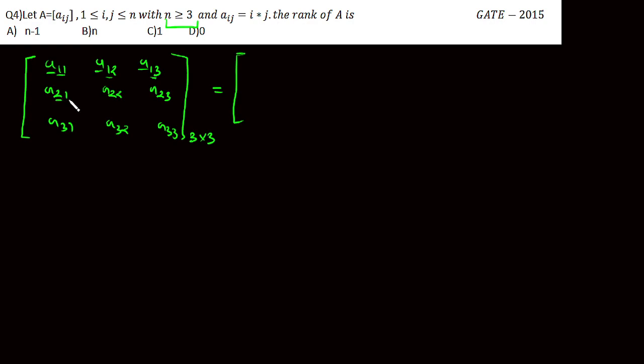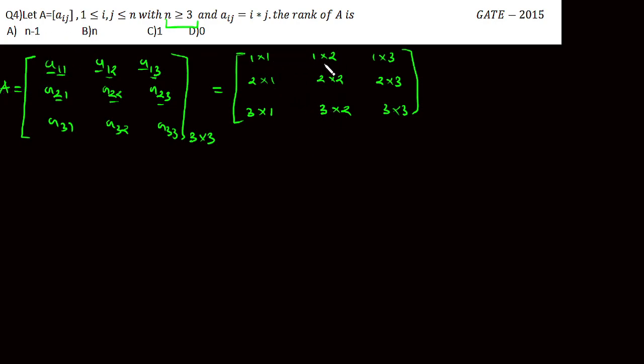Okay, simply multiplication. So here we are getting 1 multiplied with 1, 1 multiplied with 2, 1 multiplied with 3, 2 multiplied with 1, 2 multiplied with 2, 2 multiplied with 3, and 3 multiplied with 1, 3 multiplied with 2, and 3 multiplied with 3. Now we have got the matrix and they are asking about the rank of this matrix. Let's say it A.